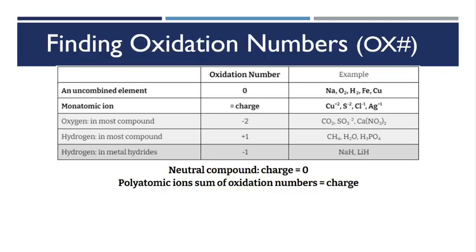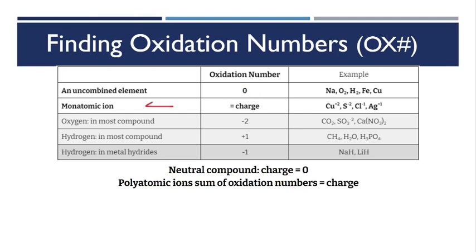So that table that's right underneath that first top paragraph is really where this is going to come into play. If we have a single element, something like Na, or even a diatomic element like O2, something that's all by itself with no other element, and that element doesn't have a charge written on it, then its oxidation number is 0. It has no charge, it has no oxidation number, otherwise we would see it.